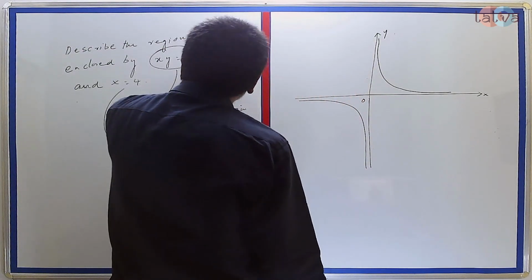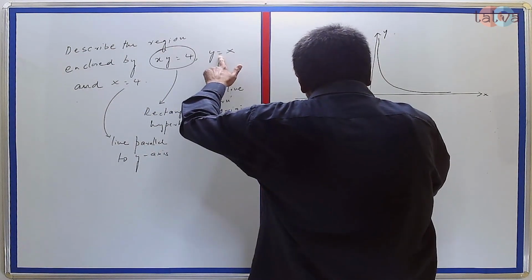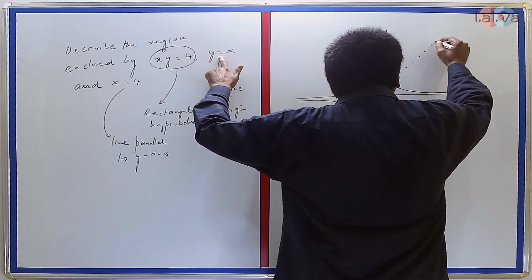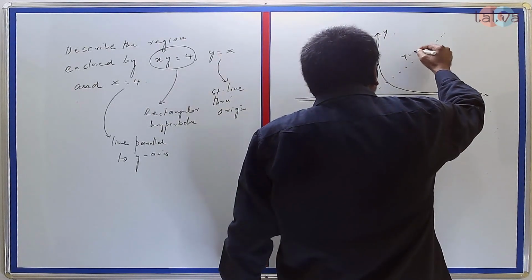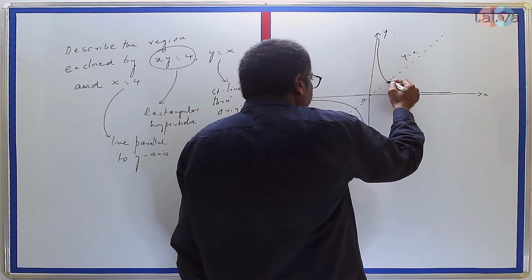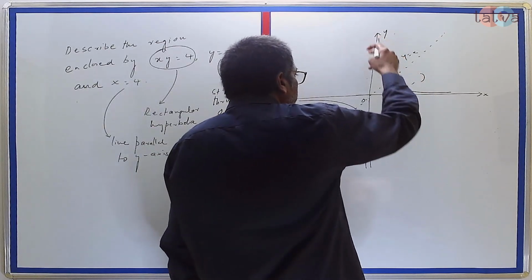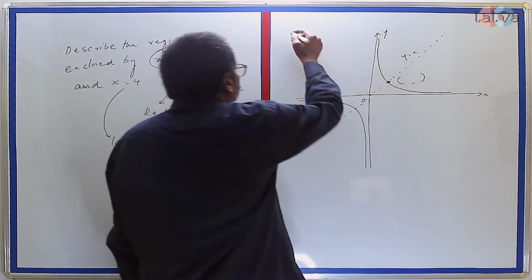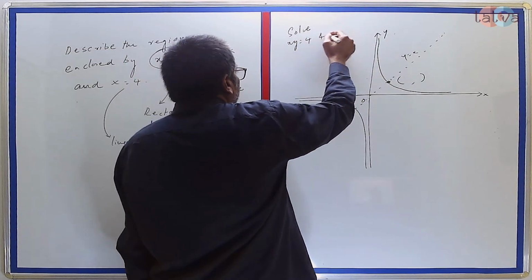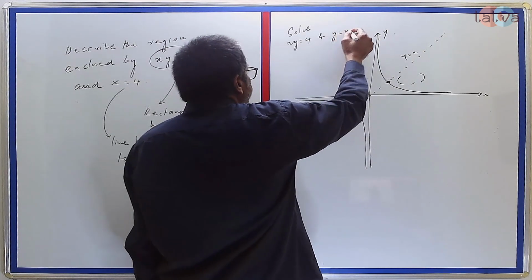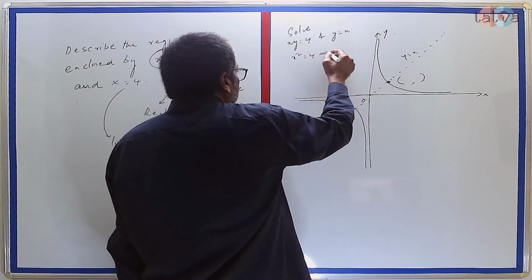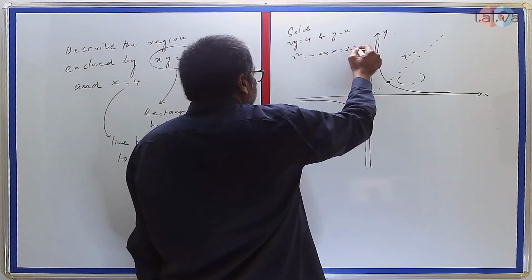This is intersected by the line y is equal to x. So I'll use a dotted line now. This is the line y is equal to x. The immediate thing you should do is to locate the point of intersection of the hyperbola and the straight line. So you solve xy is equal to 4 and y is equal to x. When you insert y is equal to x, you get x square is equal to 4, giving you two solutions, x is equal to plus or minus 2.